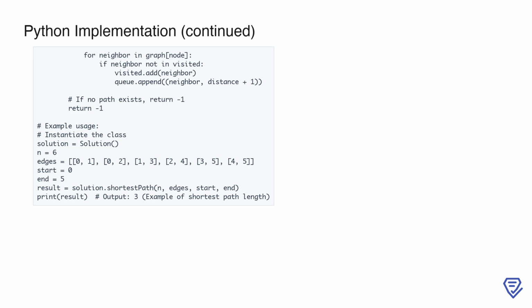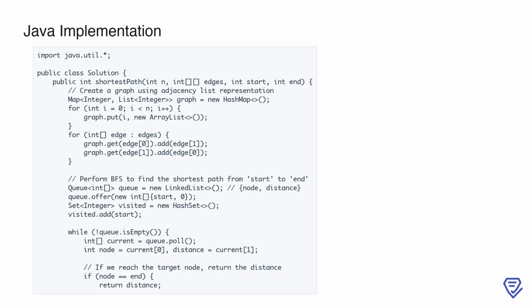This example showcases how BFS efficiently finds the shortest path in an unweighted graph. Here, we begin by defining our Java solution to find the shortest path in an undirected graph. First, we create an adjacency list representation of the graph using a hash map, where each node is mapped to a list of its neighbors. This allows us to efficiently store and retrieve the connections between nodes.